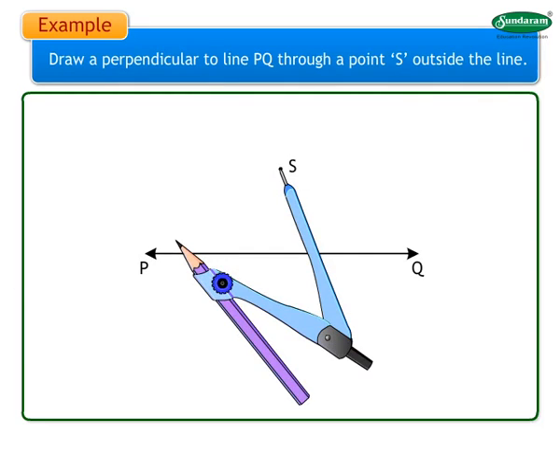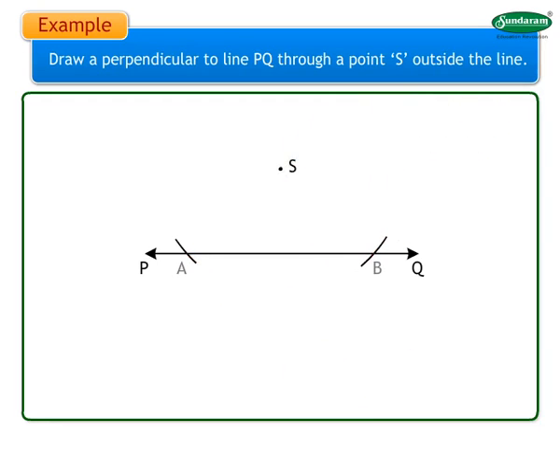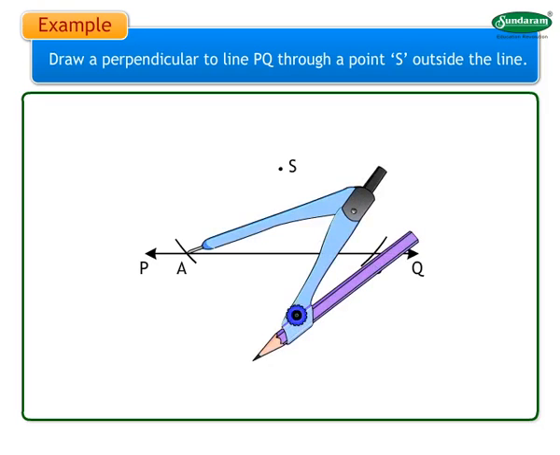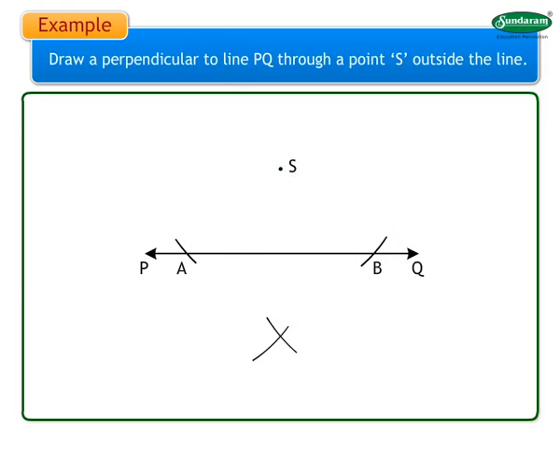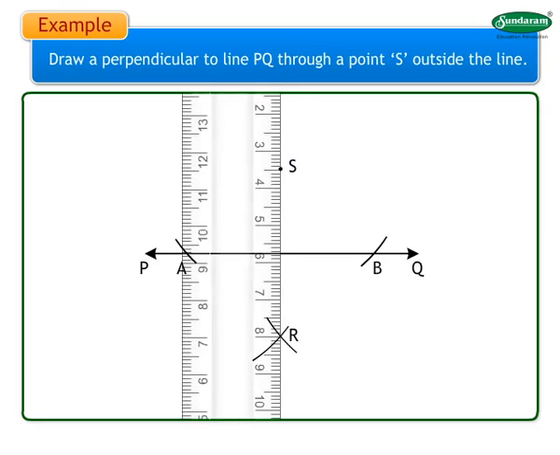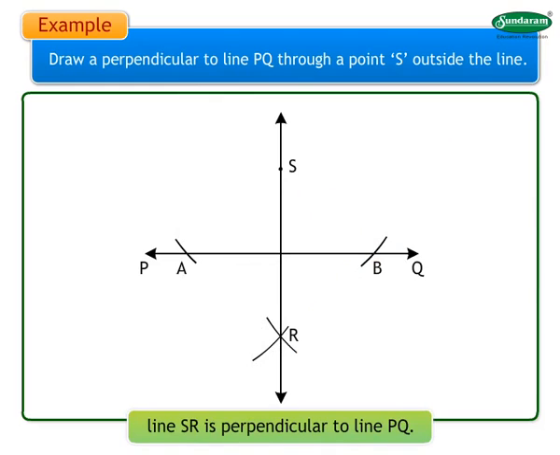Place the point of the compass on S and draw two arcs cutting PQ at points A and B. Using the same span and placing the point of the compass first on A and then on B, draw two arcs which intersect each other on the side of line PQ opposite to point S. Name the point of intersection as R. Draw a line SR passing through points S and R. Thus, we have line SR perpendicular to line PQ.